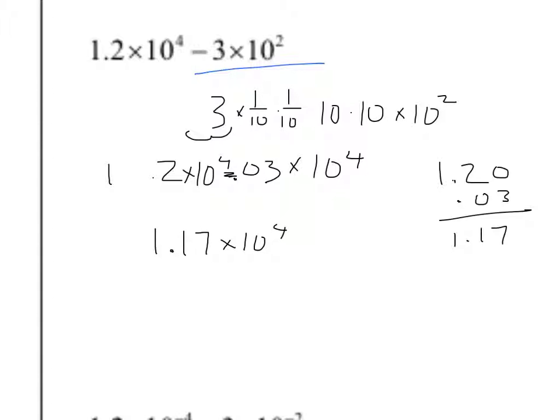If you want to think about why this happens, you can think about this in terms of factoring. It's kind of like factoring out and having this be 1.2 minus 0.03, but they factored out times 10 to the 4th on the outside. Okay? If you want to think about why that happens, you can think about factoring. Yes, sir?